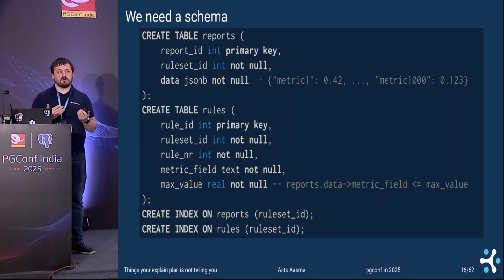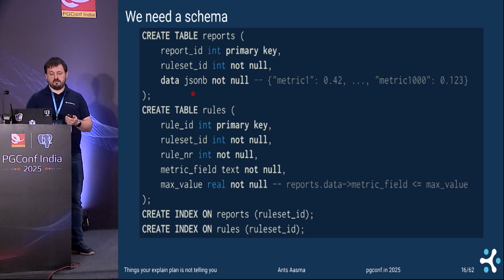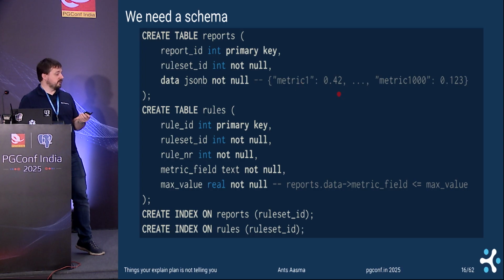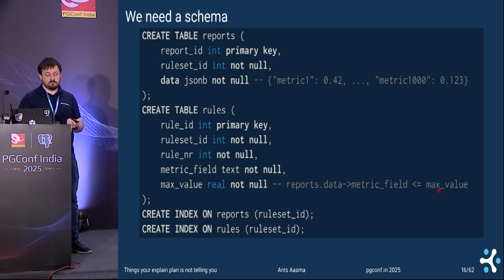To talk about this, we need to understand the schema, so we can execute some queries on it and understand what they do. I have a sample dummy application here. We are collecting some reports. It has an ID. We have a rule set that we apply to it, and we collect this in a modern schemaless format as JSONB, where we have a data document containing a bunch of metrics that have some values. So metric 1 has a value 0.42 here. And then we have a bunch of rules. So we have a rule ID, rule set ID, then a number, and then which field it applies to, and what is the maximum value of that field. So this rule should mean that we want to verify that this field is less than this maximum value. Simple dummy application. And for good measure, let's have some indexes also on the rule set ID, because we want to join on this stuff.